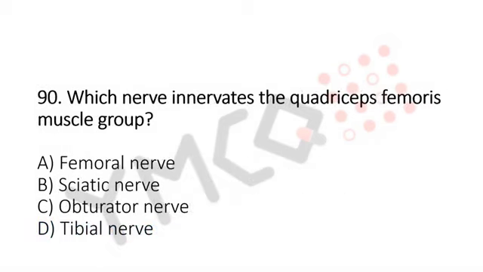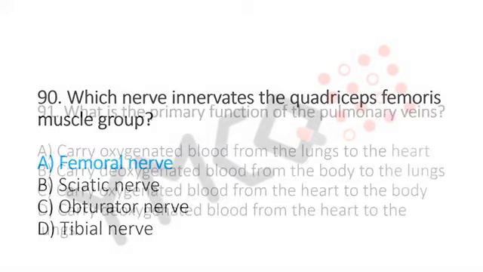Which nerve innervates the quadriceps femoris muscle group? Option A, femoral nerve. Option B, sciatic nerve. Option C, obturator nerve. Option D, tibial nerve. And the answer is option A, femoral nerve. Now let's move to question number 91.